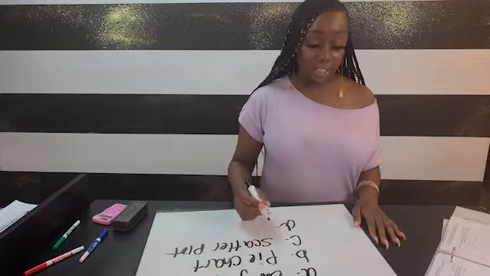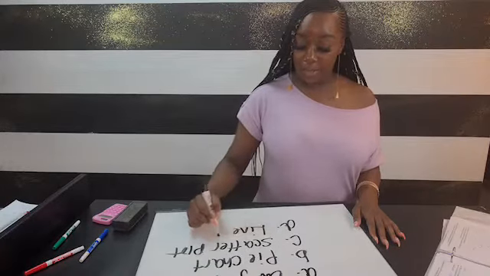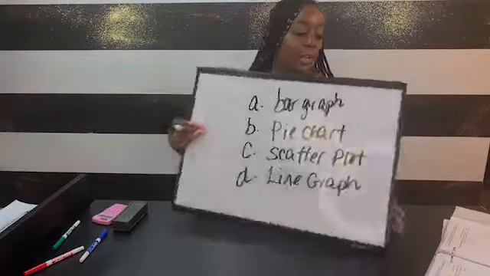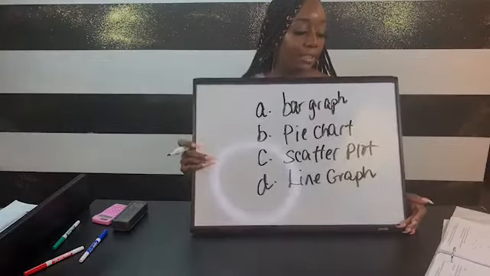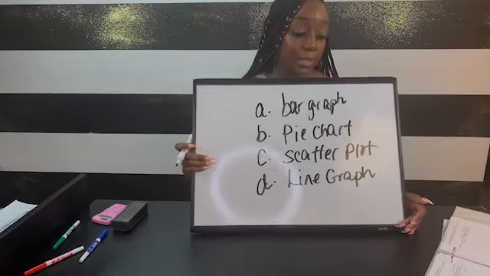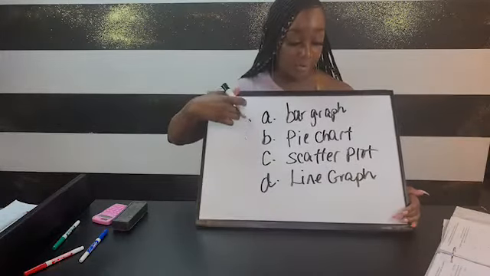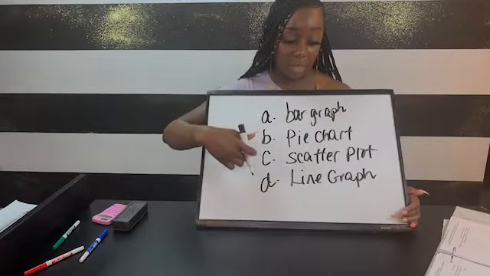So if you're watching right now, let's look at the question one more time and look at our answer choices. It says, which type of graph would best illustrate the relationship between the number of hours spent studying and test scores? Would it be a bar graph? Would it be a pie chart? Would it be a scatter plot? Or would it be a line graph?